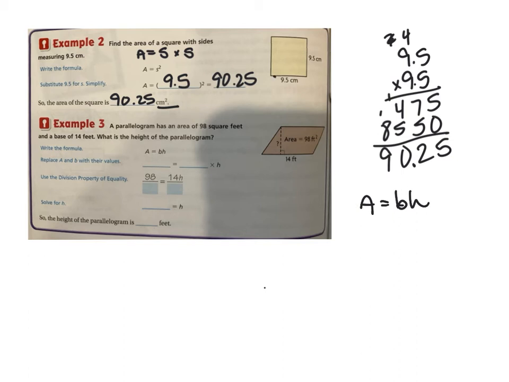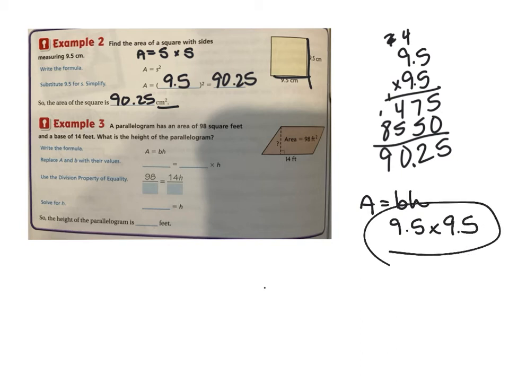Base times height, where my base is 9.5 and my height is 9.5. And look at this compared to this, 9.5 to the second power. You're doing the same calculation. So just keep that in mind. Parallelograms, base times height. Squares are considered parallelograms. Rectangles are considered parallelograms. So you can use that same formula on all of those.